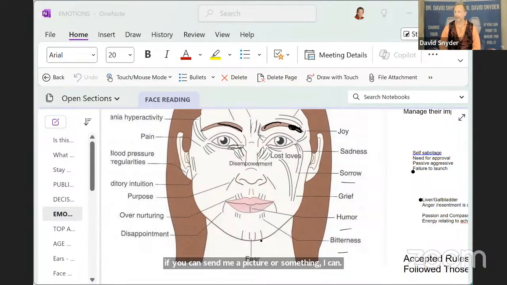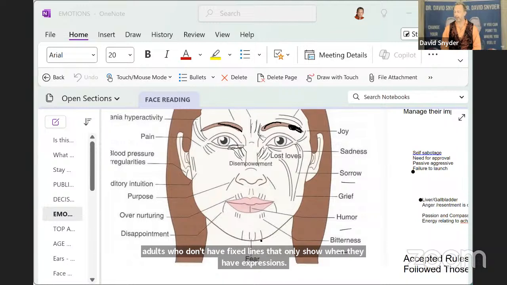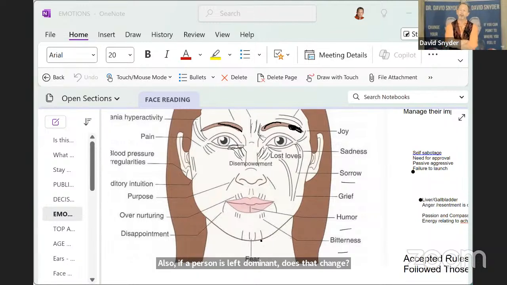Jennifer O is asking, what about adults who don't have fixed lines that only show when they have expressions? Also, if a person is left eye dominant, does that change how they should assess their face? You know, that is a really good question, Jennifer. And the honest answer is I don't know.